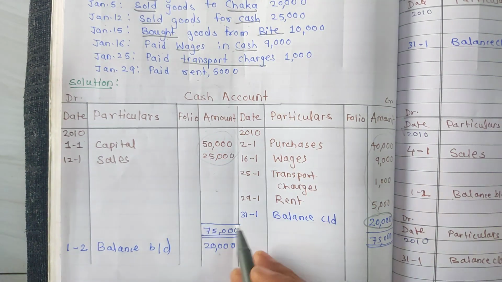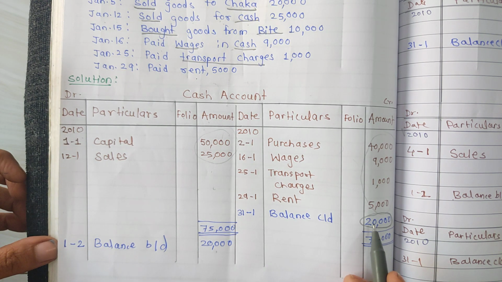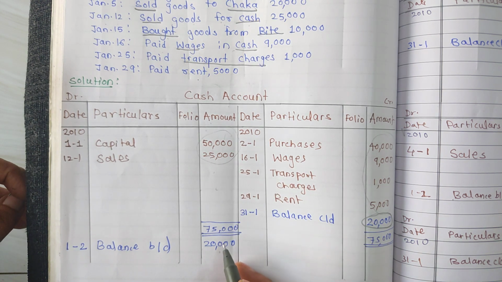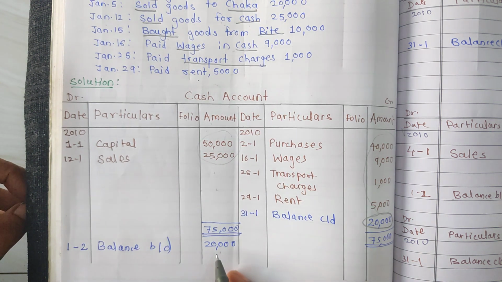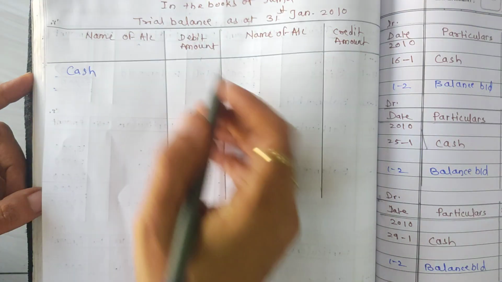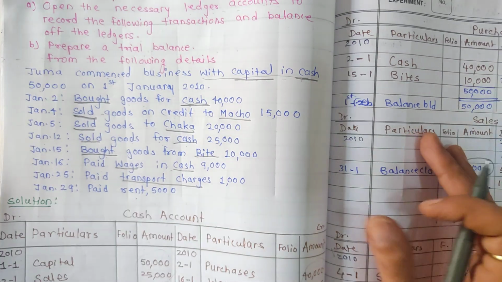So cash account, which balance is it? See, it is given on the credit side. So as I told you, it is a debit balance. When you carry forward to the next accounting period, we write it on the debit side. So cash account is a debit balance. So write down on the debit side of the trial balance cash, and the amount is 20,000. We are checking the balance amount of all the accounts.